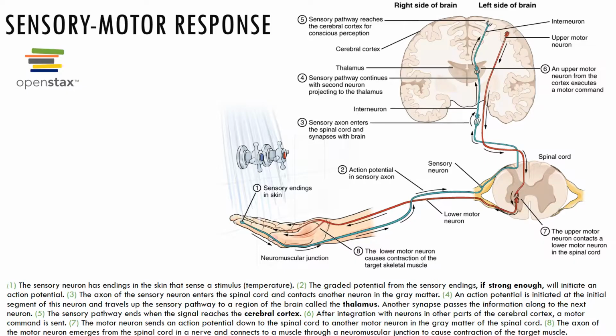So this shows you the pathway from the sensory, afferent, going towards the central nervous system, back out through the motor, efferent division to the appropriate muscle or gland.